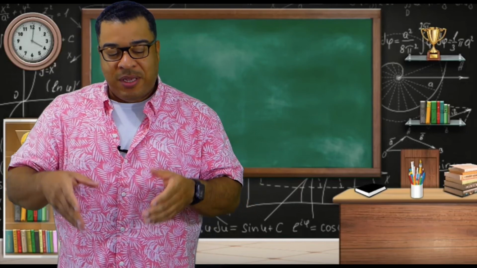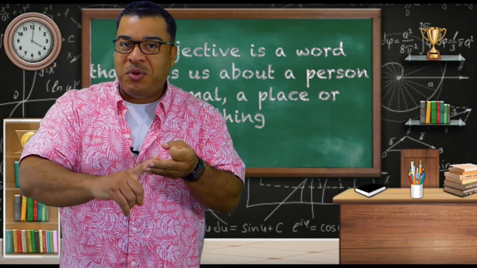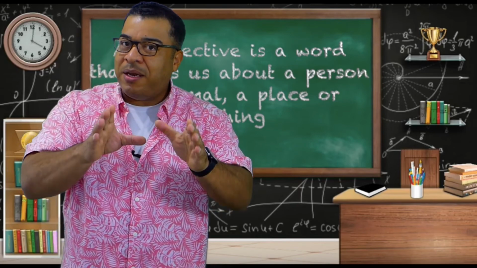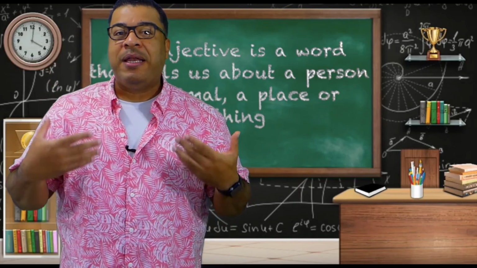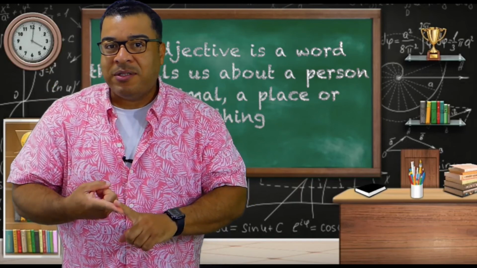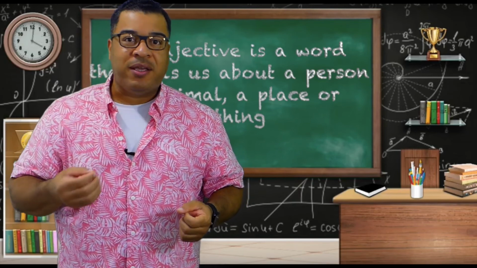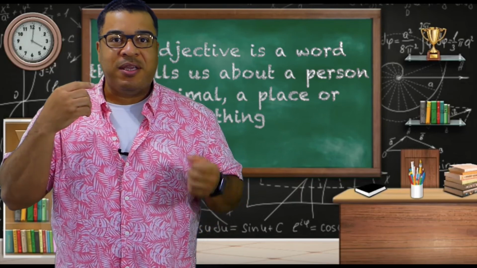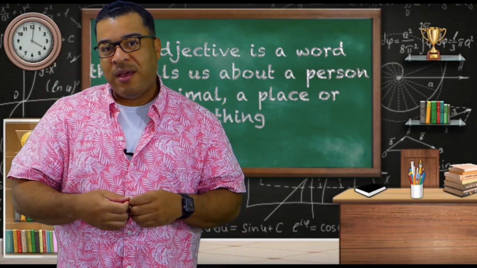So adjectives tell us about a person, about a place, about an animal, or a thing. That means adjectives tell us about a noun. What the noun looks like, what the noun feels like, what the noun tastes like, what the noun sounds like. These are all things that are describing nouns to us.